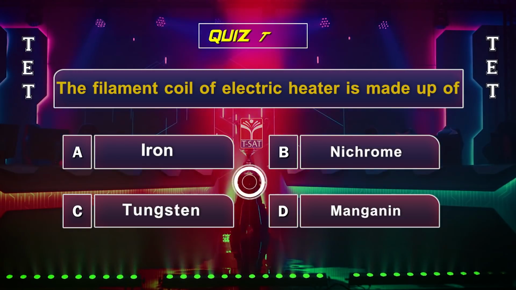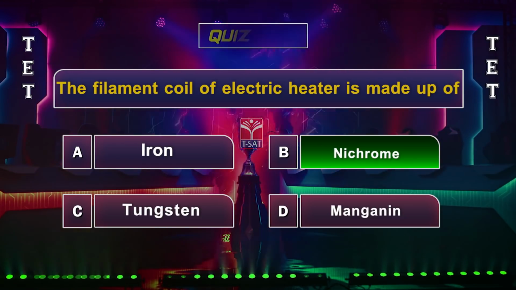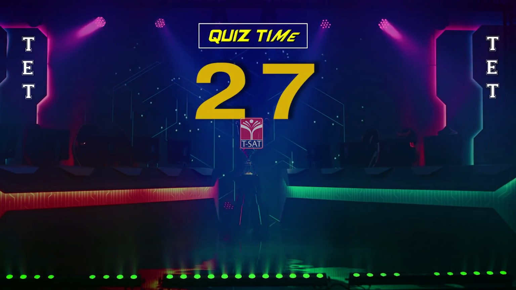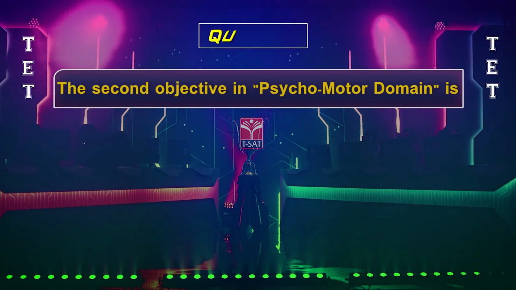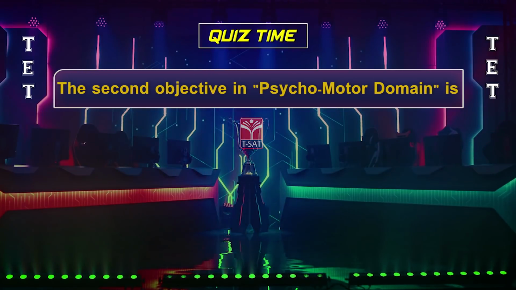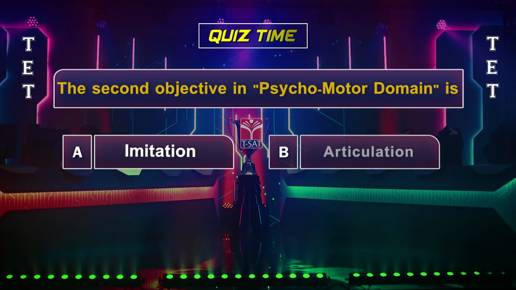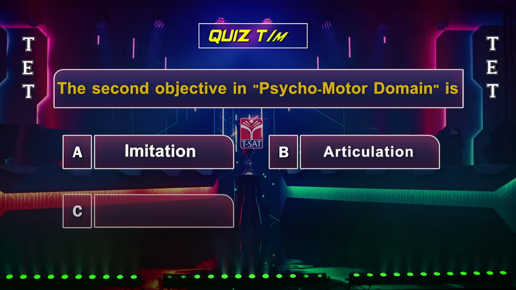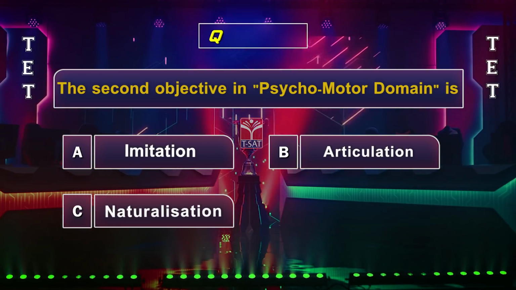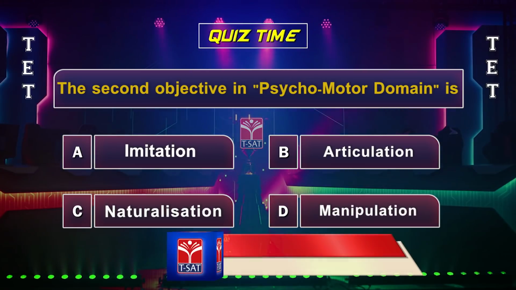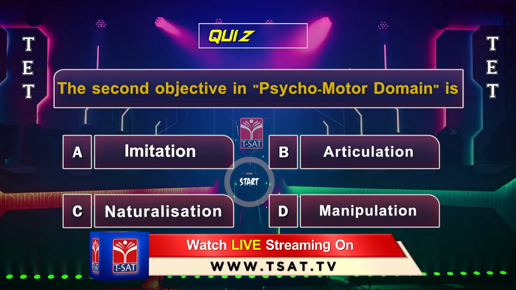The correct answer is option B, nichrome. 27th question. The second objective in psychomotor domain is option A, imitation. Option B, articulation. Option C, naturalization. Option D, manipulation. Your time starts now.